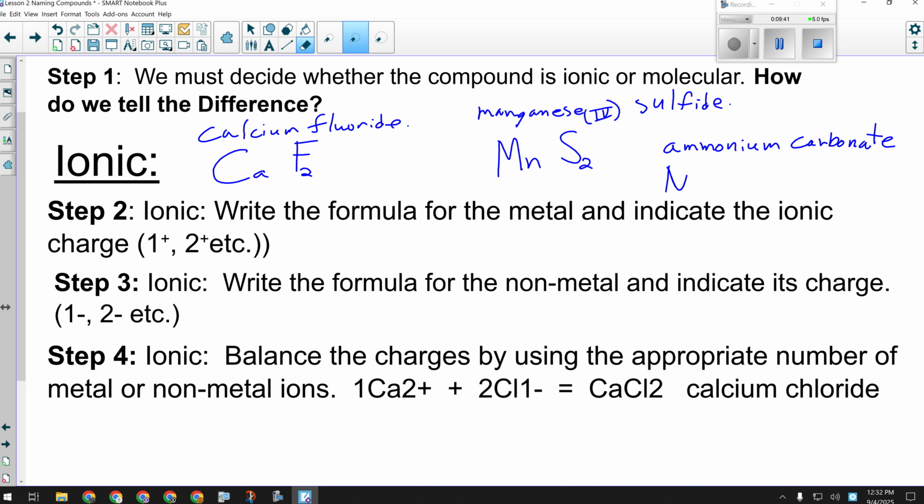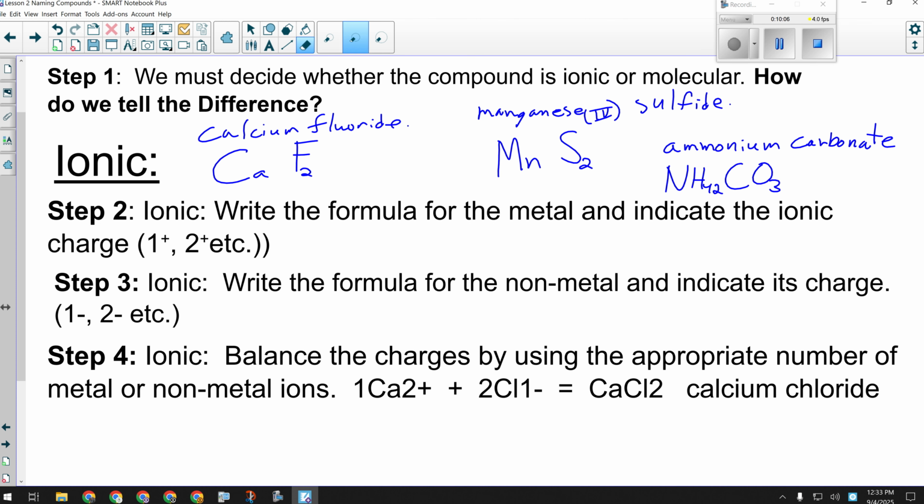Here's my metal, NH4 plus 1. Carbonate, CO3 minus 2. Can I still drop and swap? Yeah, absolutely. Nothing's stopping me here. So I'm going to drop the 1 down here, so that's taken care of. And then the 2 needs to go here.